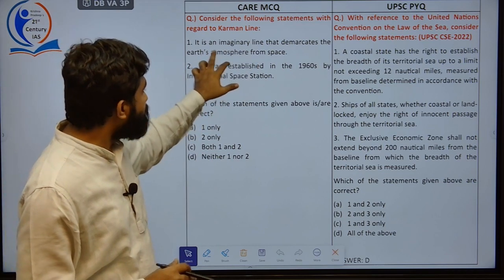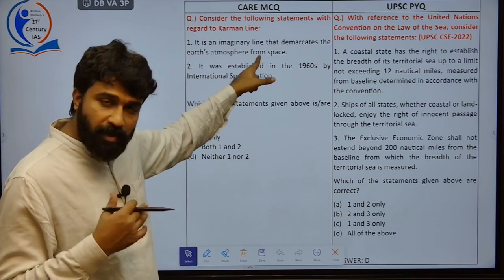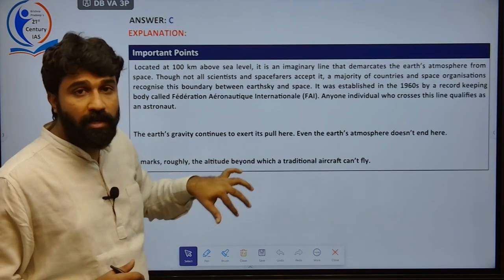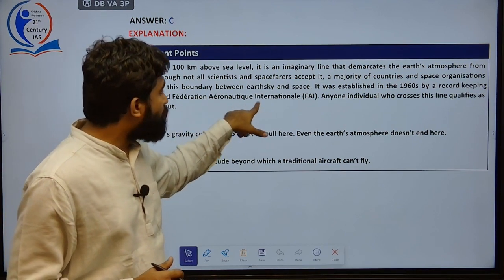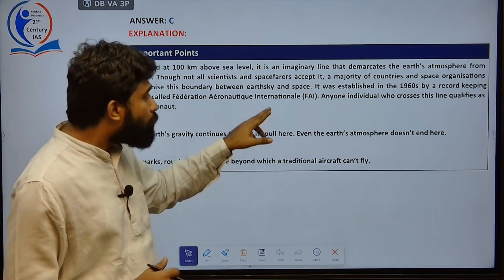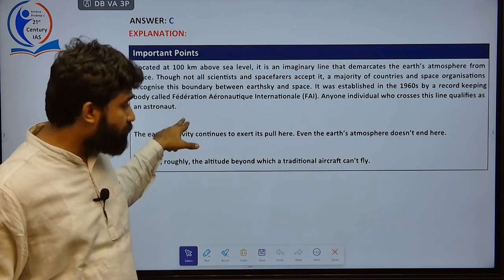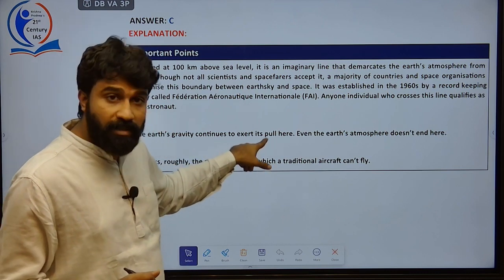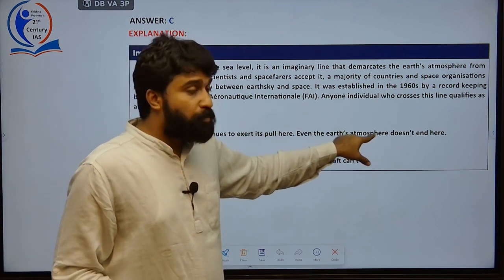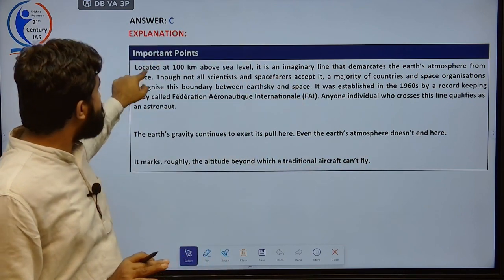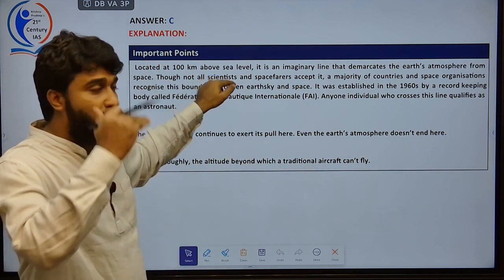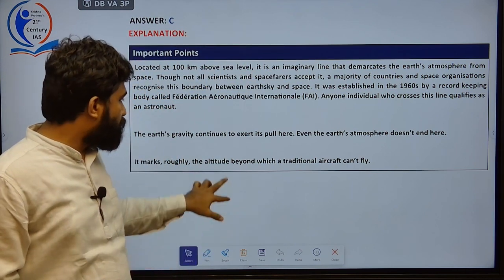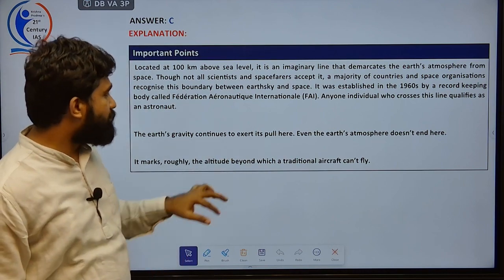So, this is an imaginary line that demarcates Earth's atmosphere from space, and it was established in the 1960s by the Federation Aeronautique Internationale. Anyone who crosses this line qualifies as an astronaut. However, a few scientists disagree because Earth's gravity continues to exert its pull at this place, and also Earth's atmosphere does not end here. This is the argument, because this Karman line is located 100 kilometers above sea level, and most scientists accept it, but a few express a contradictory view. Okay. Next question.